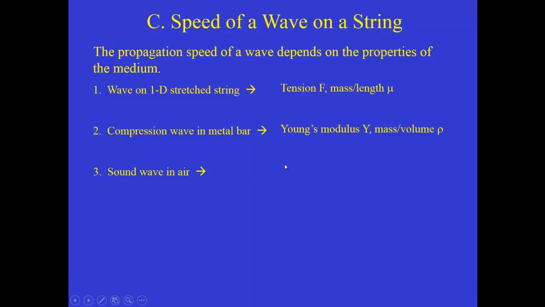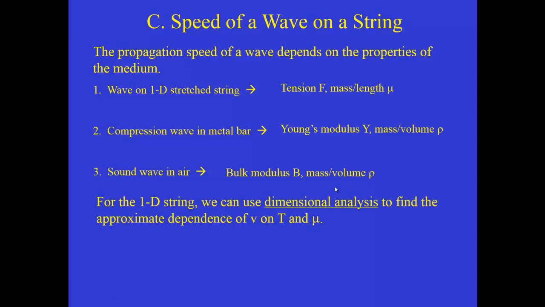And finally, for the sound wave in air, the situation is very similar to the compression wave that you would get in a metal bar, except we use the term the bulk modulus to describe how closely the molecules in the air or another fluid interact with one another, how strongly they interact with one another. And so the bulk modulus B is playing the same role for a fluid as the Young's modulus in a solid. And again, it would depend on the mass per unit volume.